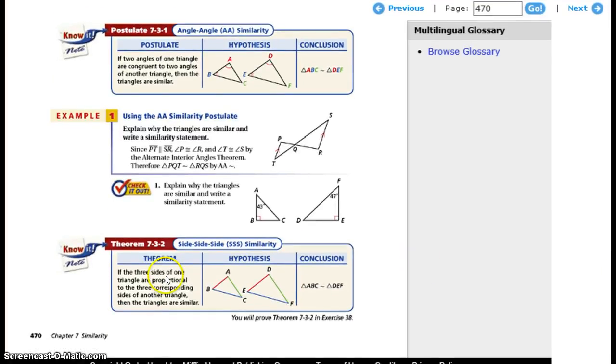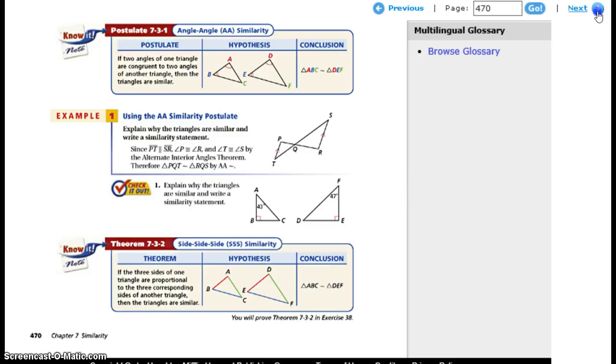Now we have side, side, side similarity. If three sides of one triangle are proportional to three corresponding sides of another triangle, then the triangles are similar. So if AC and DF are proportionate, and ED and BA and BC and EF are all in the same proportion, so they're not just randomly bigger, then the triangles will be similar. They all have to have the same proportion of increase or decrease between the two triangles for them to be similar.